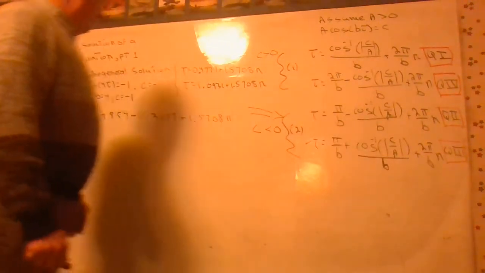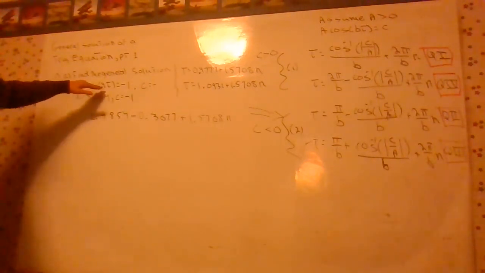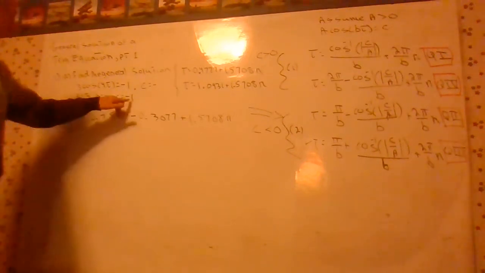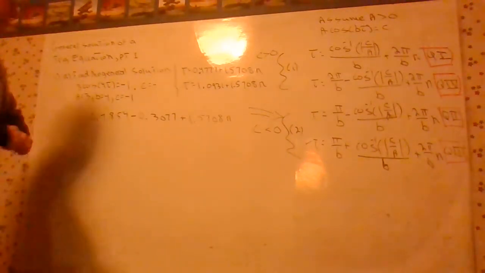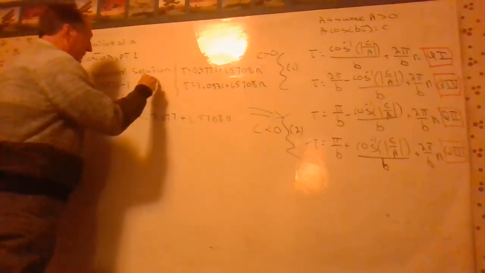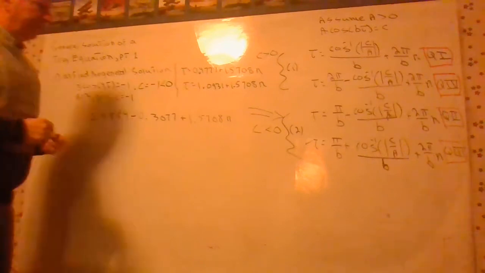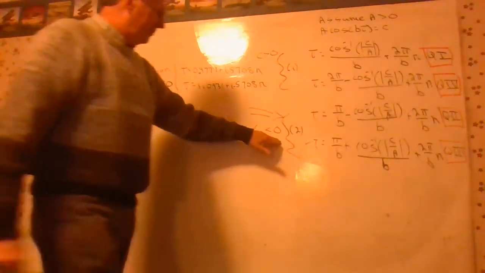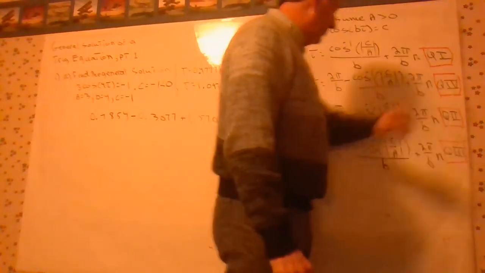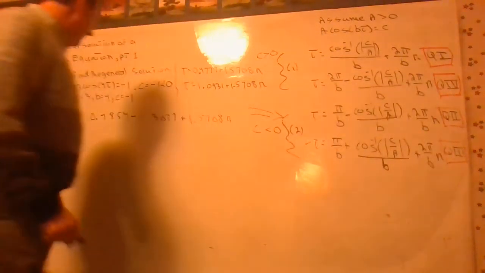So we're going to look at one example here. Let's suppose we want to find the general solution of 3 cosine 4t equals negative 1. A is 3, b is 4, c is negative 1, which is less than 0. So we're going to use this one right here. C is less than 0. We're going to have a quadrant 2, quadrant 3 solution.